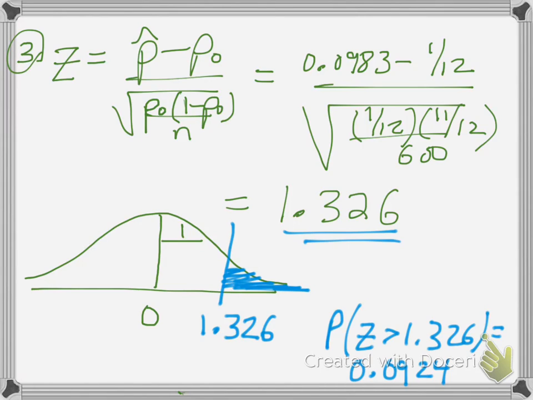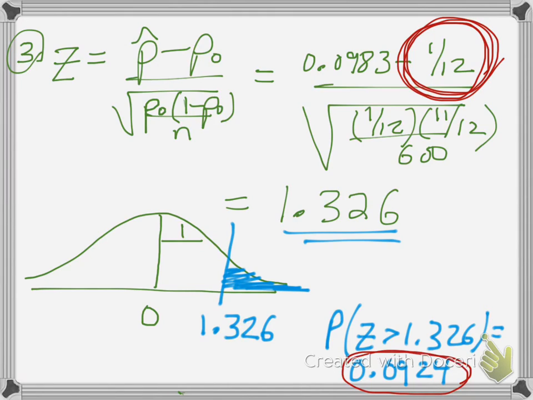Interpret the p-value in context. So this would be: assuming that the order that they're shown the whatever it is doesn't matter, there's a 9% chance, 9% probability, that they would get a test statistic as large as 1.326, or that they would observe a sample proportion as large as 0.0983 or more just by chance. That's the interpretation of the p-value.